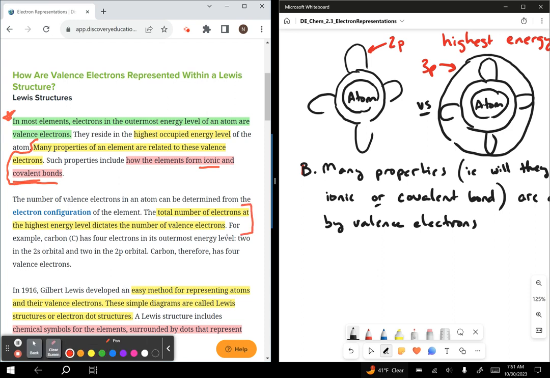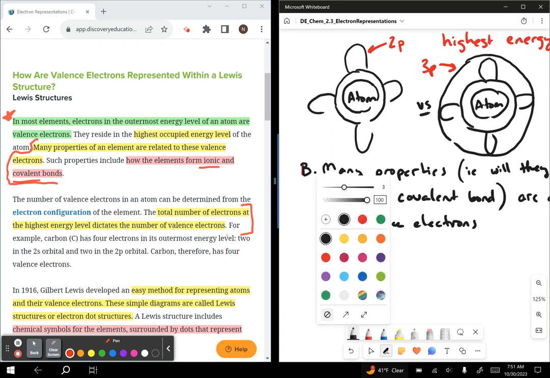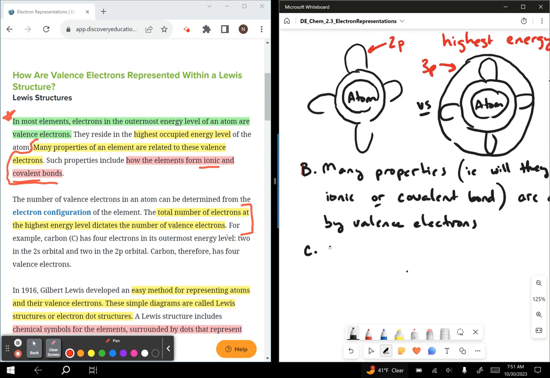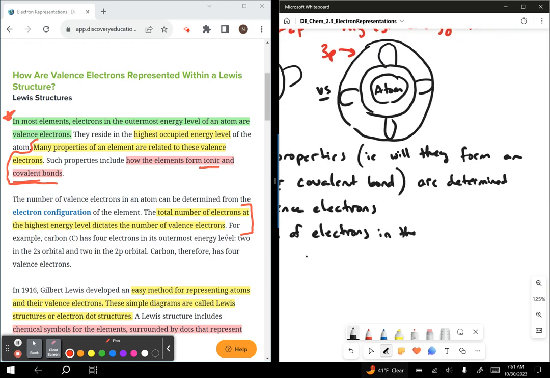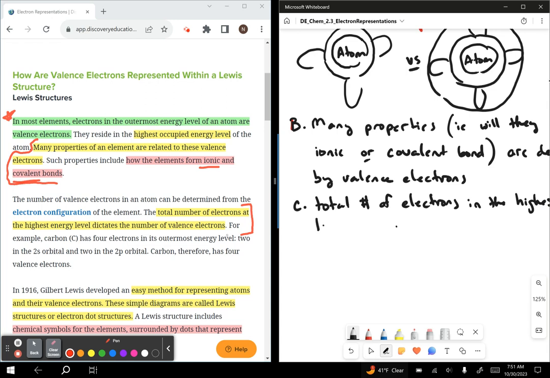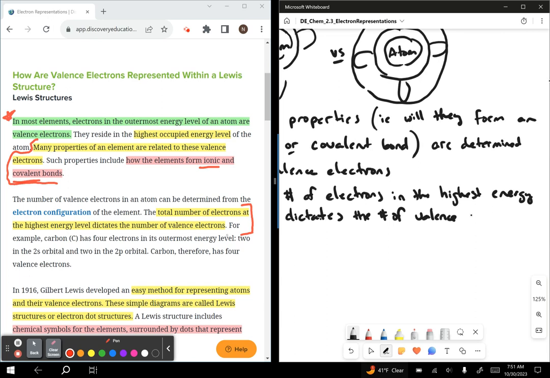Okay, so let's write this down here. Letter C, the total number of electrons in the highest energy level dictates the number of valence electrons. Okay.